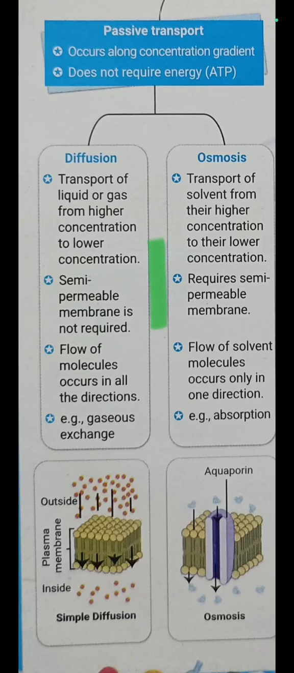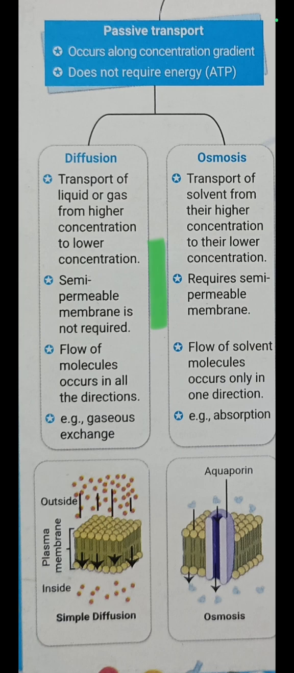So hello everyone, today we are going to understand the passive transport occurring through the cell membrane. So first of all, what is passive transport? Passive transport is a type of transport which does not require ATP. What is ATP? ATP is adenosine triphosphate. It is the energy currency of the cell and it is produced by the mitochondria of the cell. So since it does not require ATP, hence it is known as passive transport.